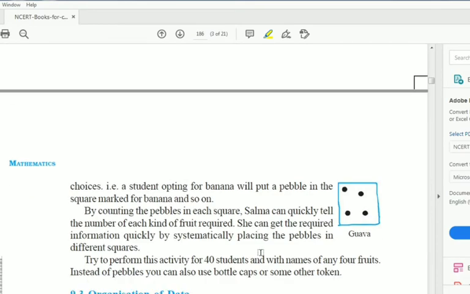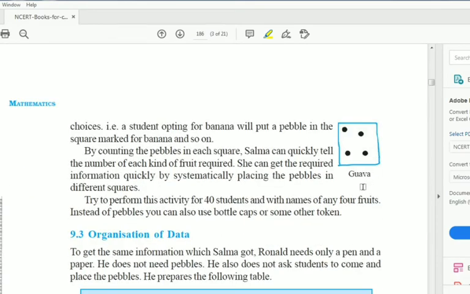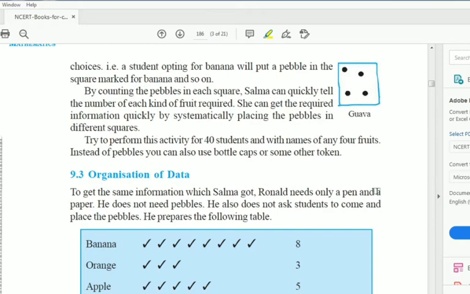So 4 students like guavas. A student opting for a banana will put a pebble in the square marked for banana and so on. By counting the pebbles in each square, Salma can quickly tell the number of each kind of fruit required. She gets the required information quickly by systematically placing the pebbles in different squares. So whenever you are going to make data, you have to organize it very well. Organization of data is also very important.